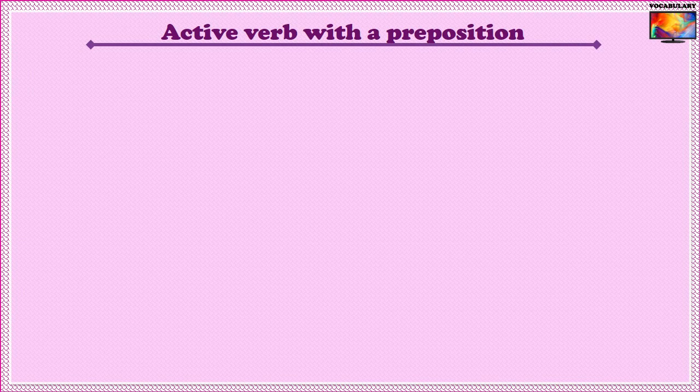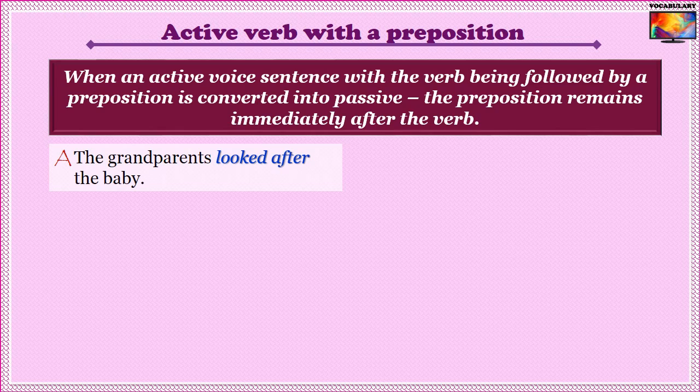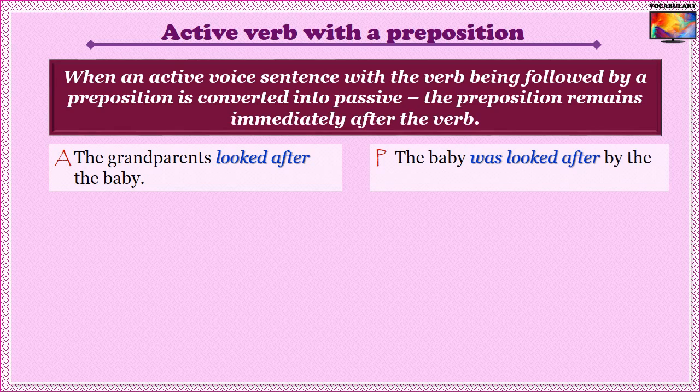The third special case is when an active voice sentence with the verb being followed by a preposition is converted into passive. In this case, you just need to remember that the preposition remains immediately after the verb. Let's look at some examples. The grandparents looked after the baby. Here, looked after is a verb plus preposition combination. The passive sentence looks like the baby was looked after by the grandparents.